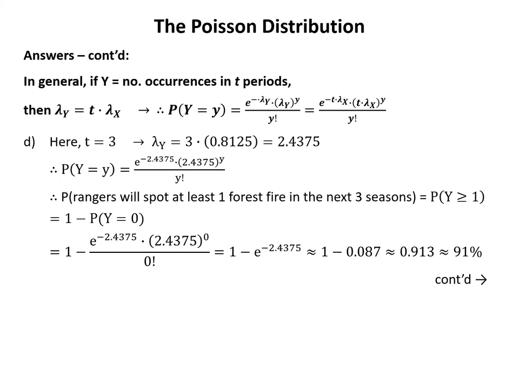We don't need to redo a table here. We can just plug 0 into the equation. Of course, when you plug 0 in, the lambda to the 0 will be 1, and 0 factorial is 1. So the only part that gives us a number other than 1 is just e to the minus lambda. So the answer becomes 1 minus e to the minus 2.4375, which is 1 minus 0.087, which rounds to a final answer of 0.913, which to the nearest percent is 91%.